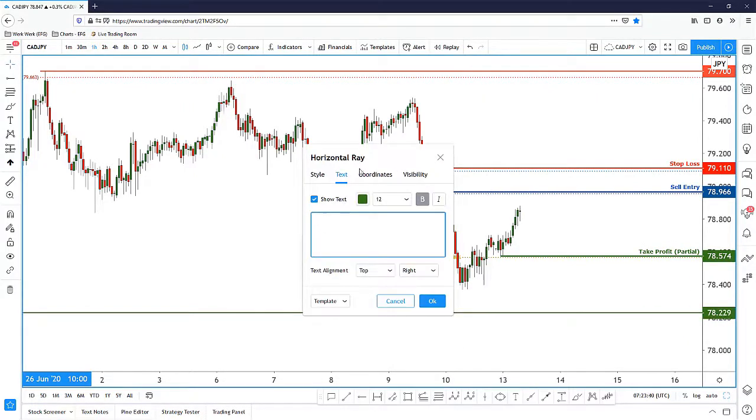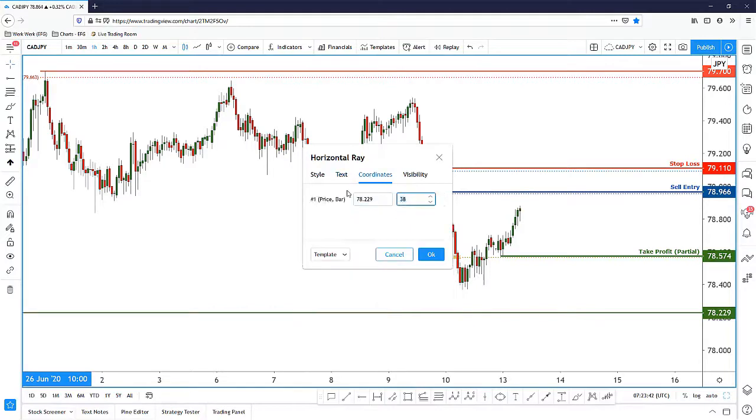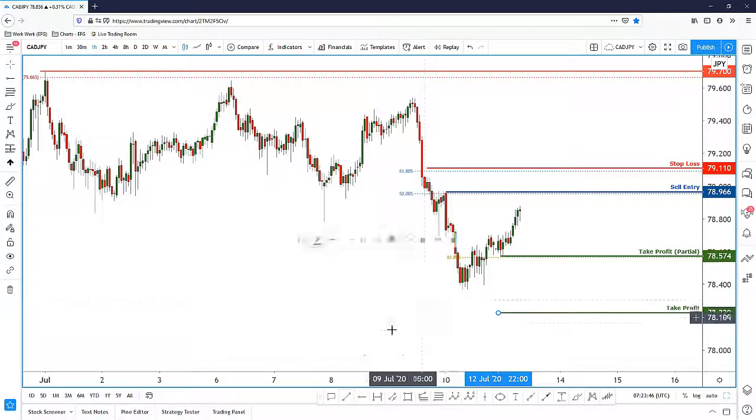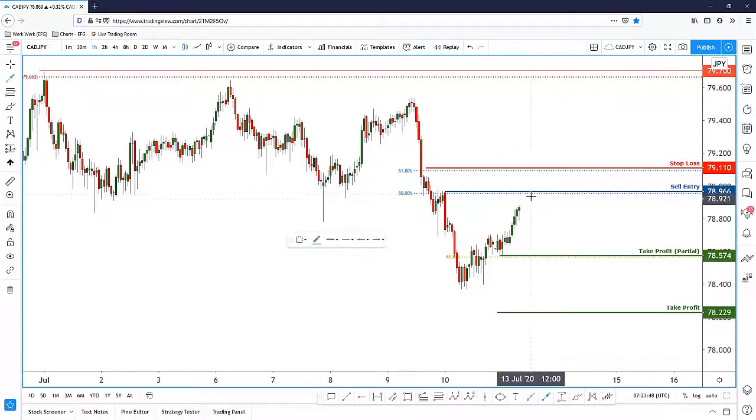and this level here, which I found on the daily, will be my full take profit. So this is how I would play it.